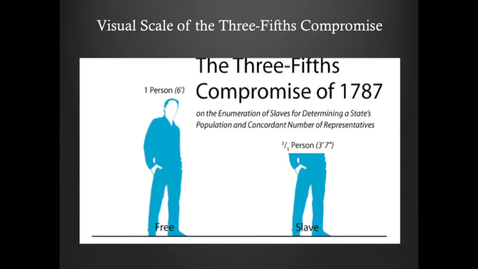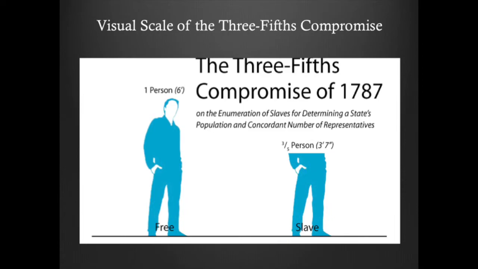The next slide here, we have a visual scale of the Three-Fifths Compromise. It showed how a slave was only counting as realistically 3 feet 7 inches of a regular person, which was estimated as 6 feet tall. So just to give you a little idea of what 3/5 of a person looked like in terms of a scale.